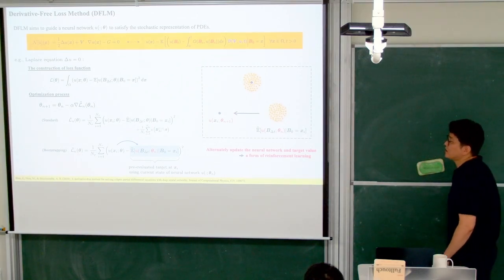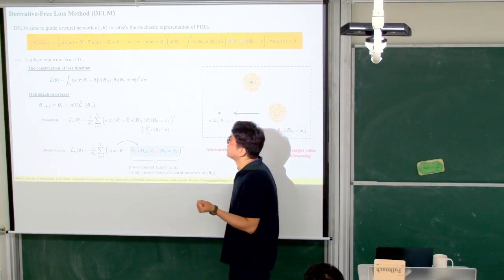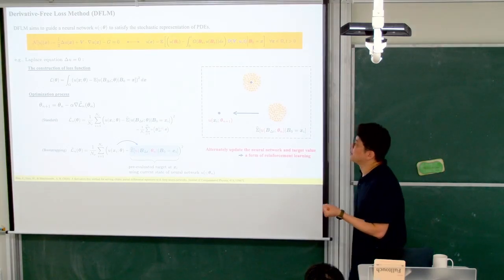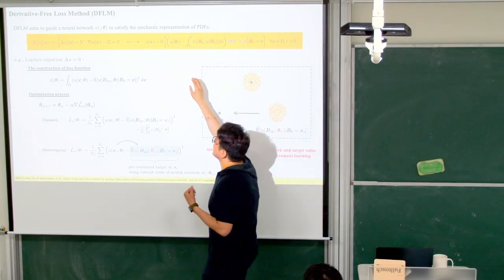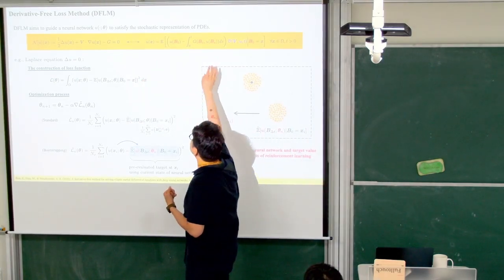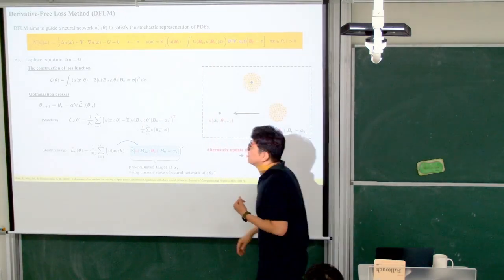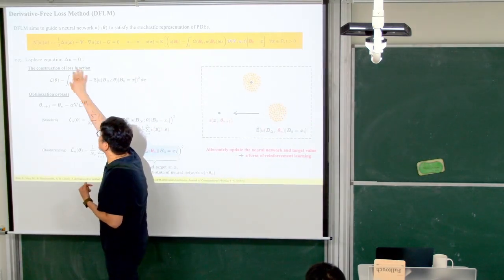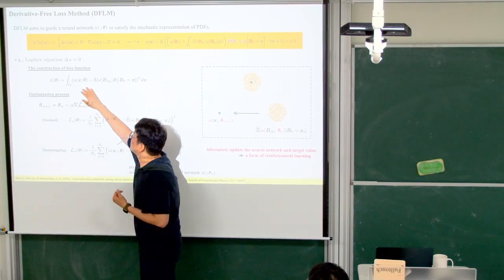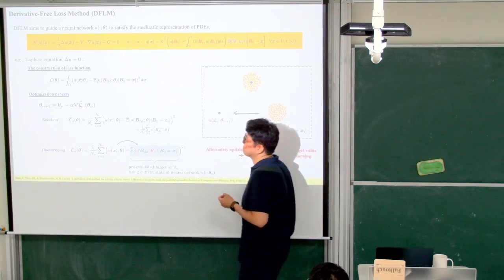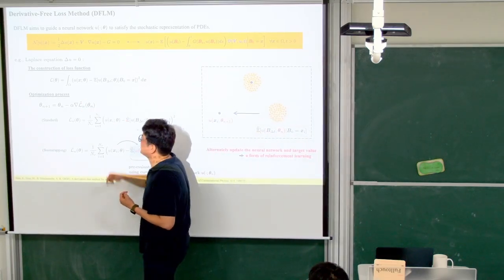So now we bring in a neural network, say U of theta, and the goal of our method is searching for the parameter such that this neural network satisfies this representation. So let's take the simple case. For the Poisson equation case, we consider the loss function as this. This is the residual of the representation, and then we optimize this loss function using gradient descent.